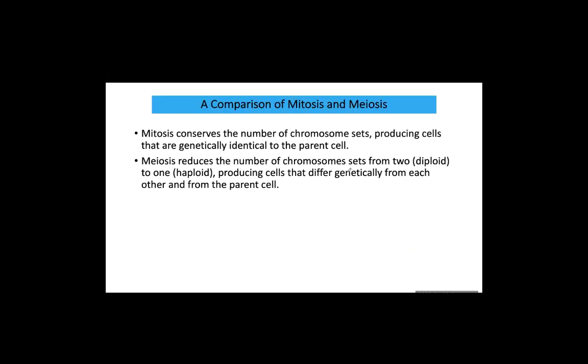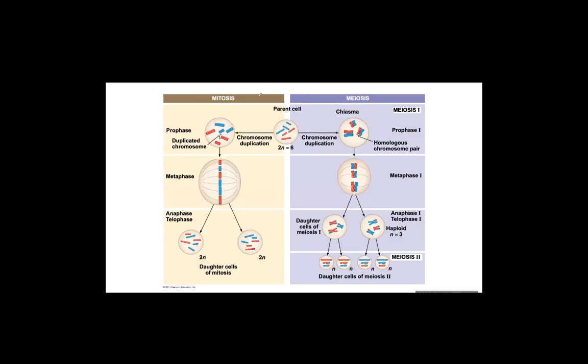So mitosis conserves the number of chromosome sets, for example, diploid to diploid, producing cells that are genetically identical to the parent cell. Meiosis reduces the number of chromosome sets from diploid to haploid, producing cells that differ genetically from each other and from the parent cell. Okay, one more time. Now we are comparing mitosis and meiosis. The parent cell: how many chromosomes? 1, 2, 3, 4, 5, 6, 2n equals 6, right?